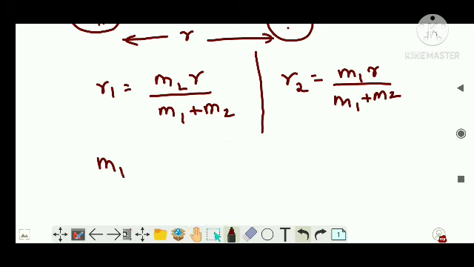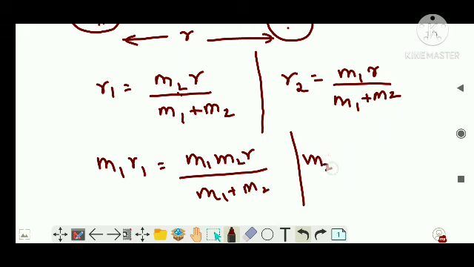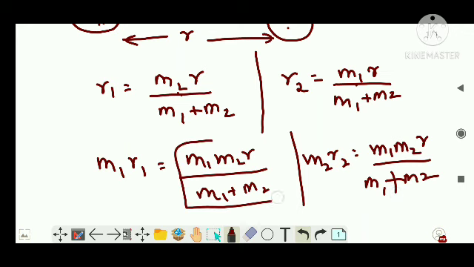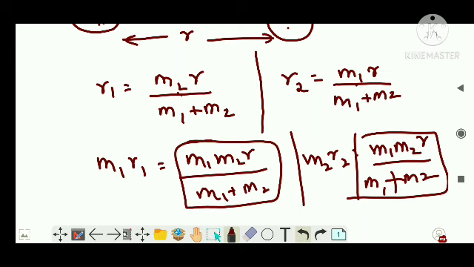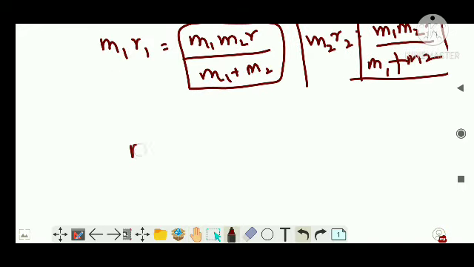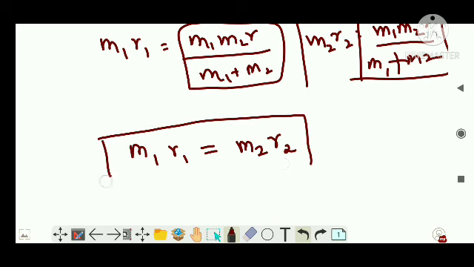So what is m1 r1? It is m1 into this term. It is m2 r divided by m1 plus m2. What is m2 r2? Just multiply m2 here. That is m1 m2 r divided by m1 plus m2, right? Now guys, don't you see that both of them have the same RHS? Yes. So you can write mass into its position from the center of mass is equal to the mass into the position of that mass from its center of mass.